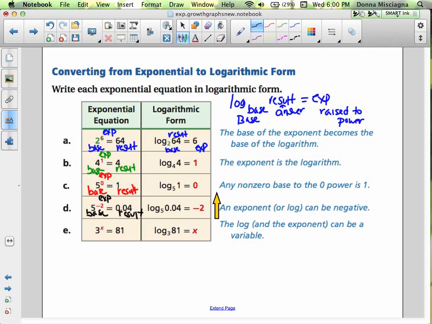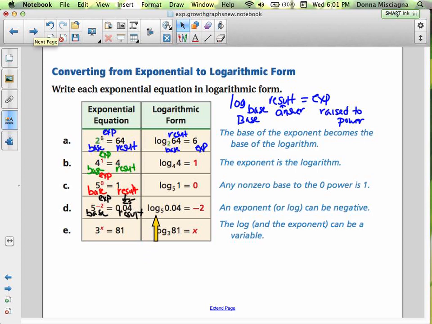Just like exponents can be negative, the log can be negative as well. So we have 5 to the negative 2 is 0.04. Or by the way, we could have written that as 1/25, which is nicer looking.